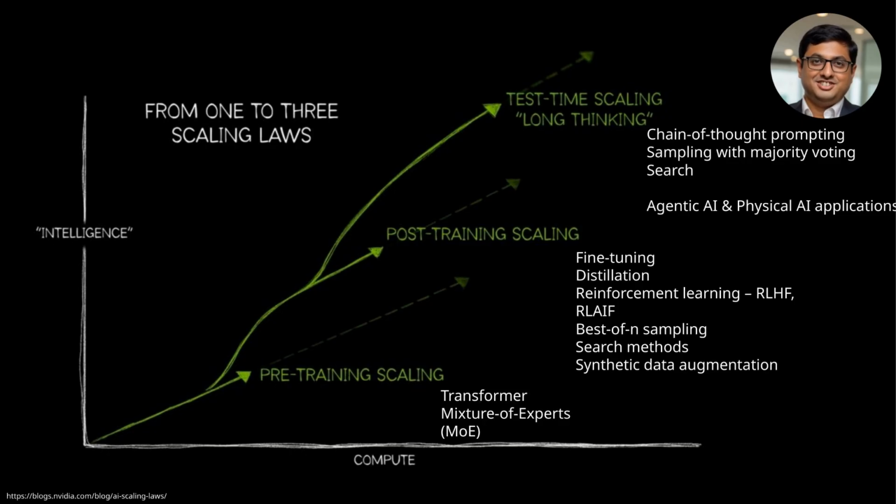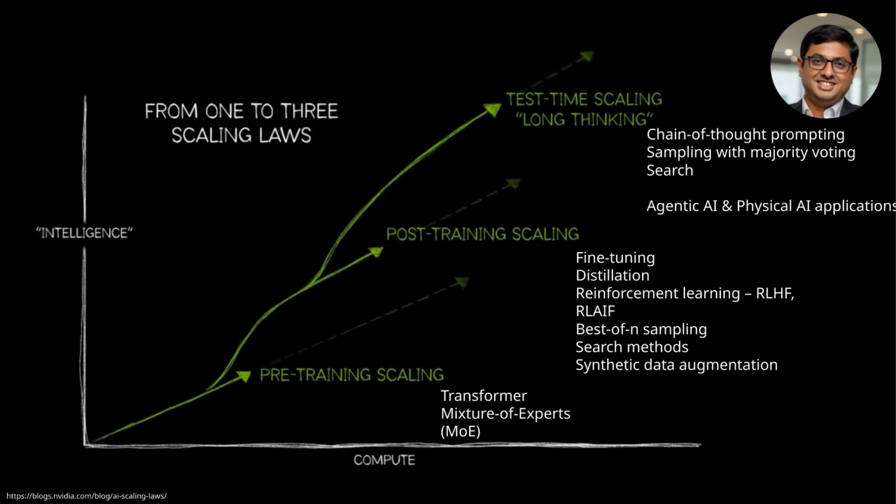It enhances pre-trained models for specific tasks or domains using methods like fine-tuning, distillation, RLHF, RLAIF, best-of-n sampling, and synthetic data augmentation. Think of pre-training as school and post-training as specialized job training, making models more efficient, accurate, or tailored to the problem at hand.